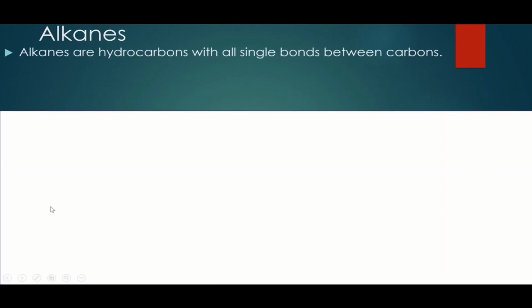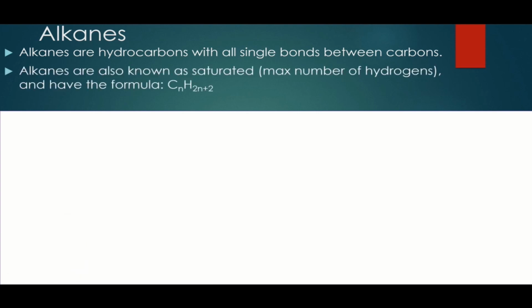Alkanes, the most basic of hydrocarbons. So alkanes have only single bonds between their carbon atoms. Alkanes are also called saturated, which means they're full of hydrogen. Saturated means full. They have the maximum number of hydrogens on their carbon chain. And the general formula is CnH2n plus 2. But I wouldn't spend much time worrying about that. That does not come up very often.